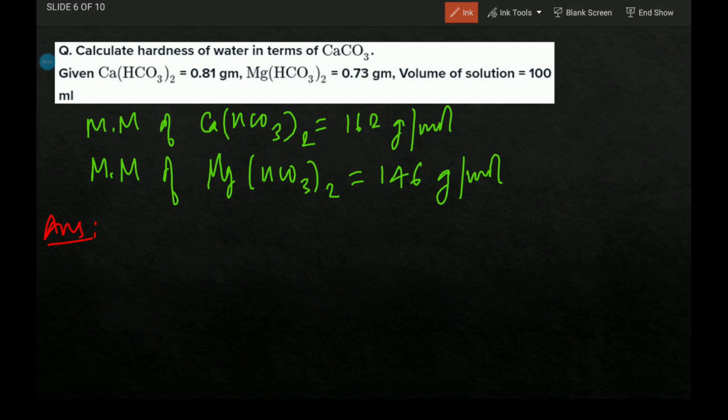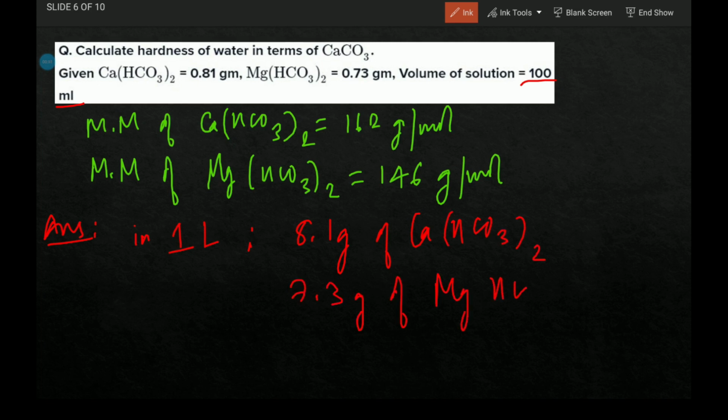So people, let us solve an easy yet quite a common question. Calculate the hardness of water in terms of calcium carbonate, where the data is given as follows. It is given that calcium bicarbonate is 0.81 gram and magnesium bicarbonate is 0.73 gram in a volume of 100 milliliter. Quite important to remember. So, if in 100 milliliter 0.81 gram of calcium bicarbonate is present, we can say in 1 liter 8.1 gram of calcium bicarbonate is present and 7.3 gram of magnesium bicarbonate is present, assuming that the solution is homogeneous.